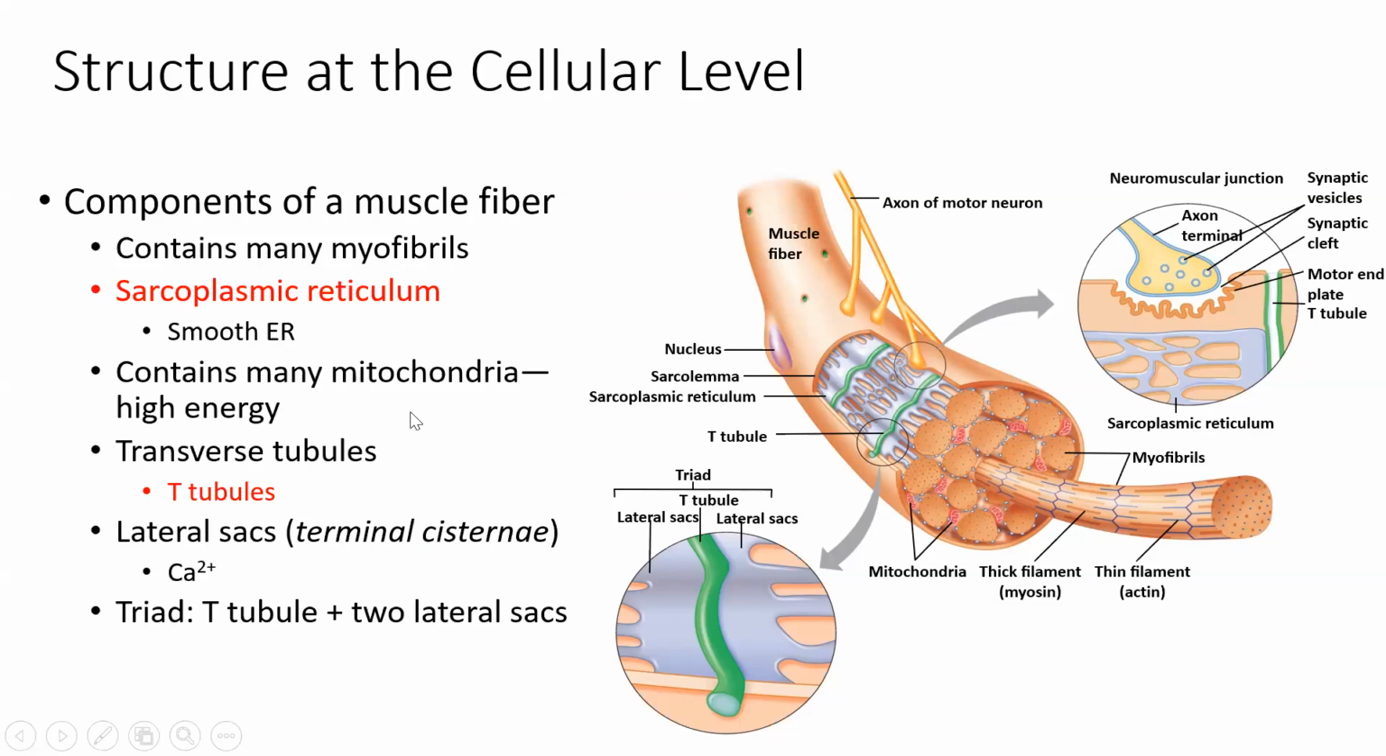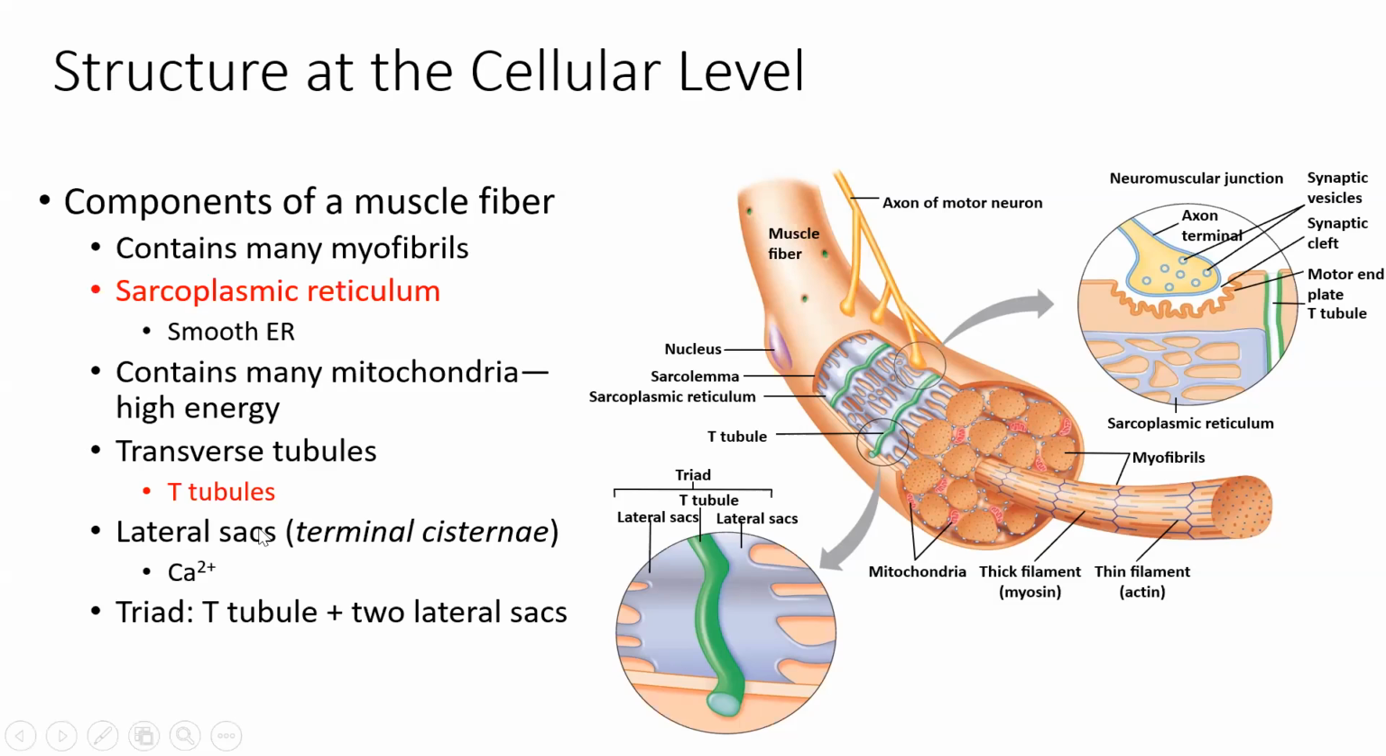We've also got numerous mitochondria. Now, mitochondria are also vital to muscle contraction. Muscle is very energetically demanding, and so it's going to need lots of mitochondria to supply the ATP that's necessary to drive the cellular machinery that brings about muscle contraction.